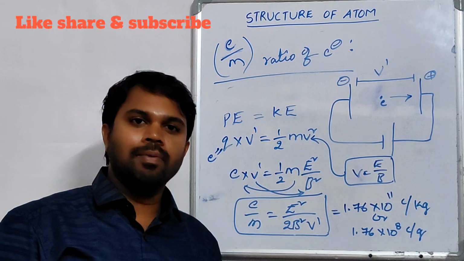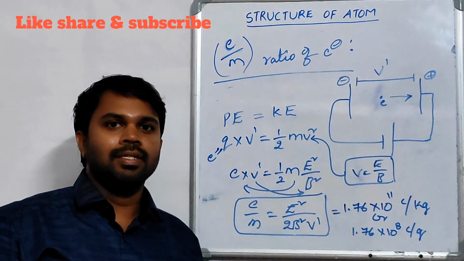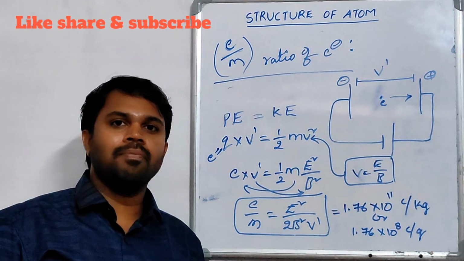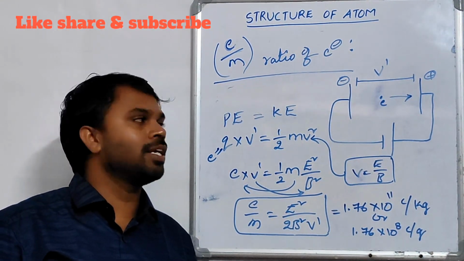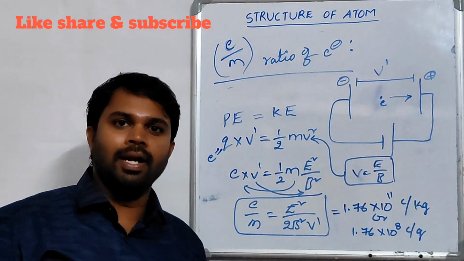He calculated the E by M ratio of the electron for different gases. Every time he got the same value. Based on this, he concluded that the E by M ratio of the electron does not depend on the nature of the gas taken and does not depend on the material the electrodes are made of.